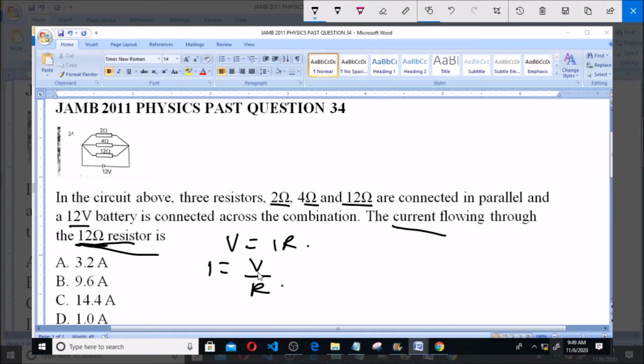So we will calculate the current using the 12 ohm resistor given to us, and the 12 volts voltage. So I will therefore be equal to 12 over 12, which is equal to 1.0 amperes. 1.0 amperes is option D. So that is the answer to this question.